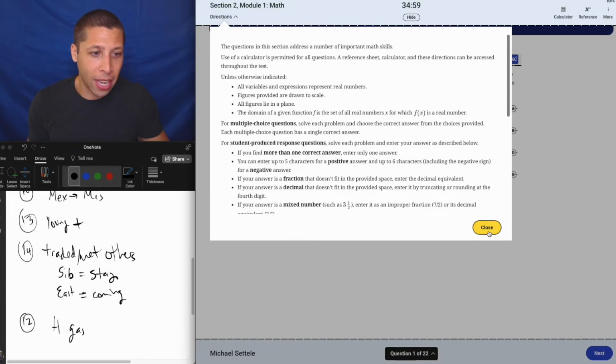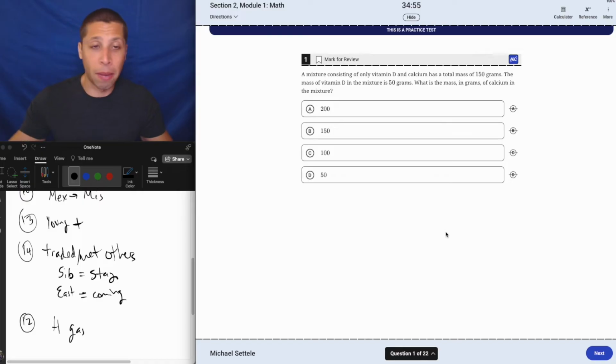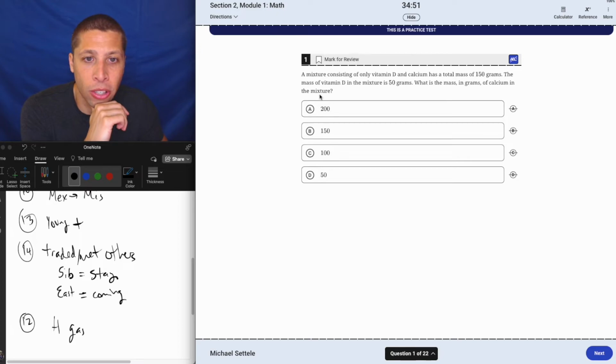So let's resume testing, and this should be a generally easy module. I've got my calculator here. We've got Desmos if we need it up here, and we have our reference chart. So let's just get right into it.